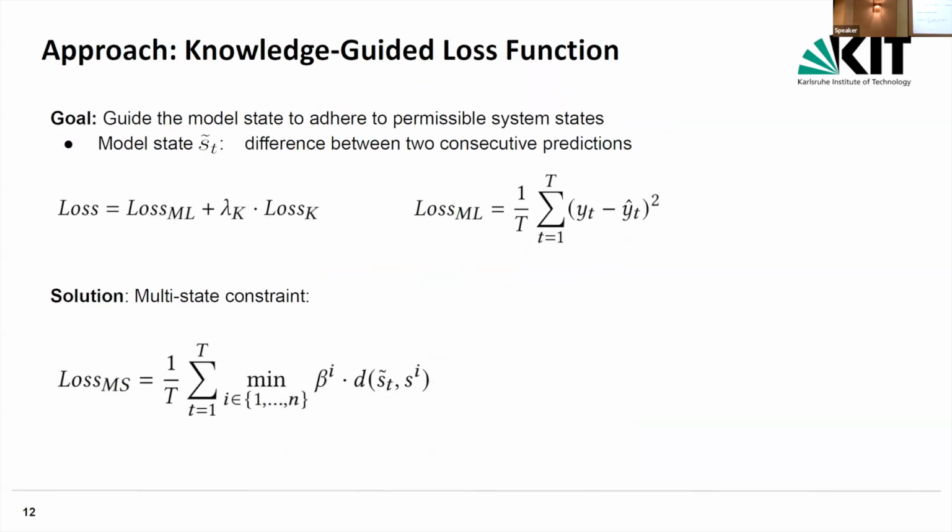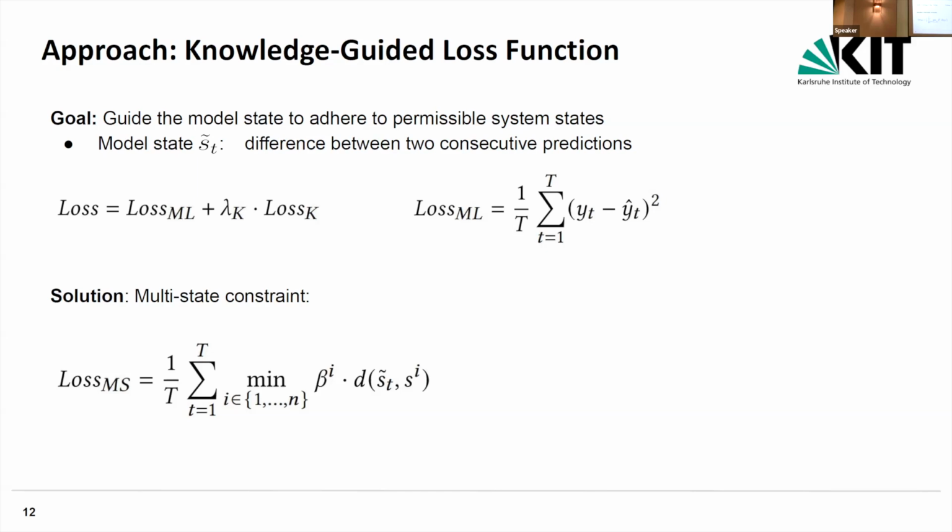We use a loss function, which is basically a sum of two loss functions. The first element on the left is a typical loss function where we try to minimize the error between the prediction and the ground truth of our output signal of our gas turbine. And then we add an additional knowledge-guided loss function, which is basically a multi-state constraint. What is important here is just this minimum.